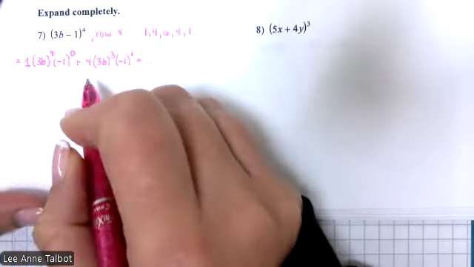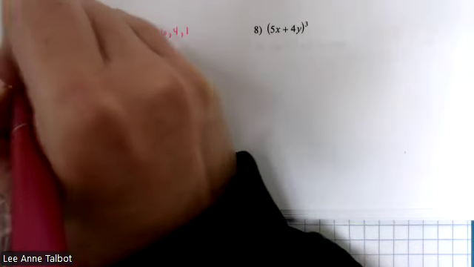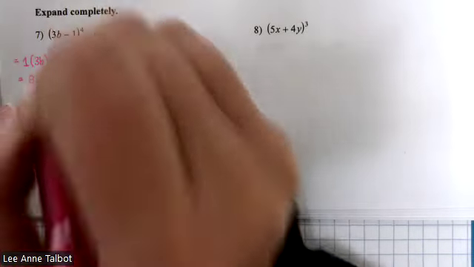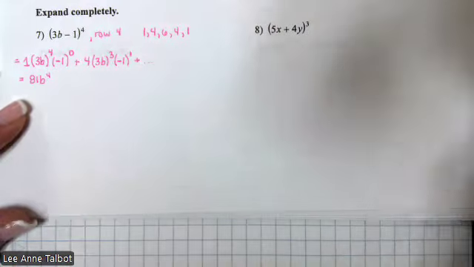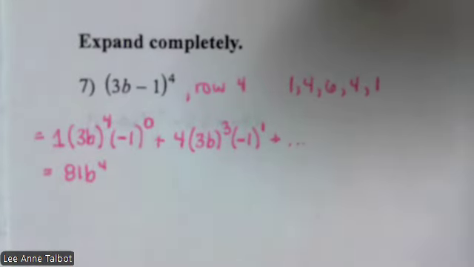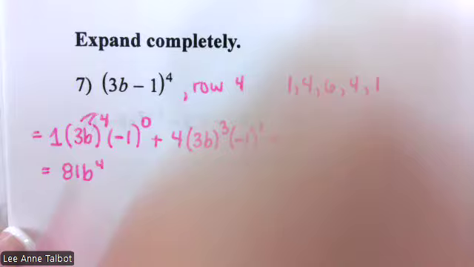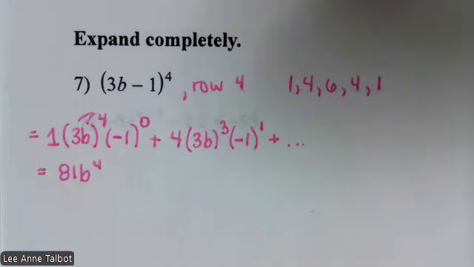Okay, I'm going to let you guys finish that, but I want you to know that this is 81b to the 4th right here. Can you guys tell that that is 81b to the 4th? Do you know where I got 81 from? 3 to the 4th power. So you kind of have to distribute it, like what I mean.